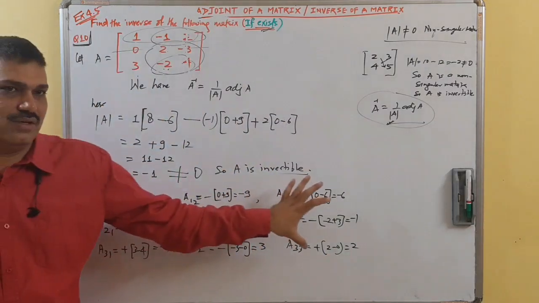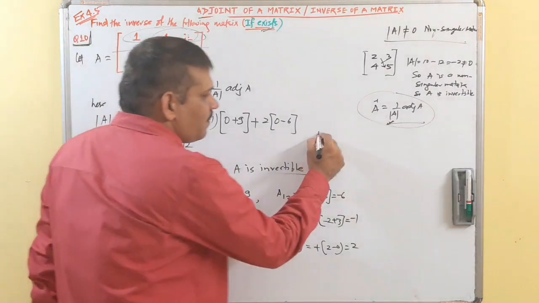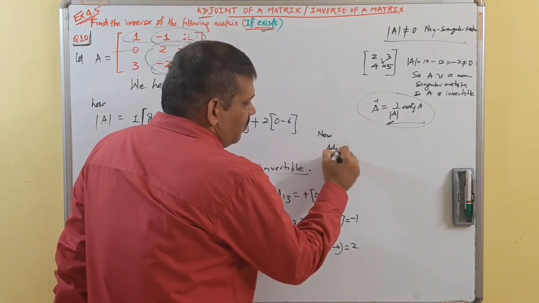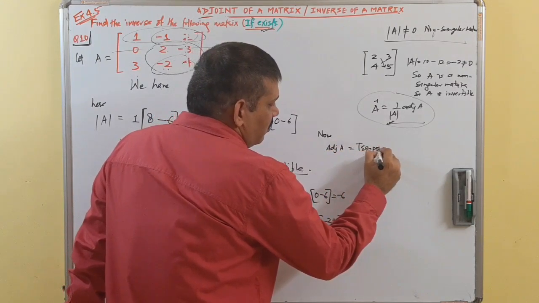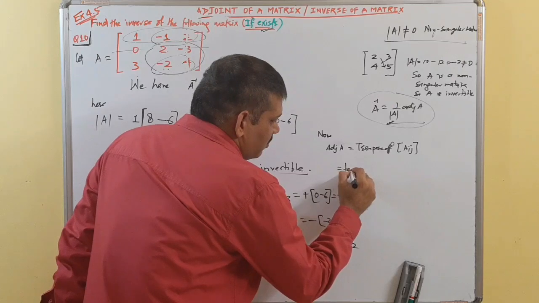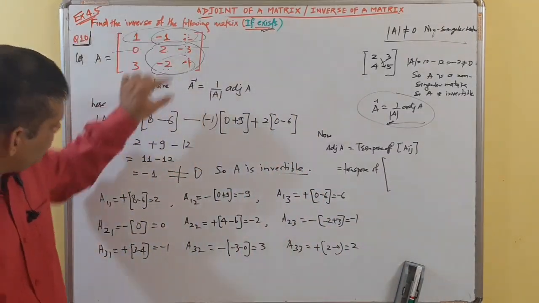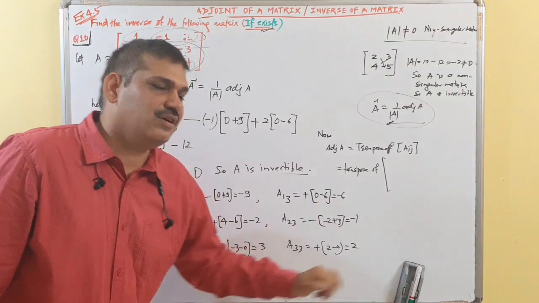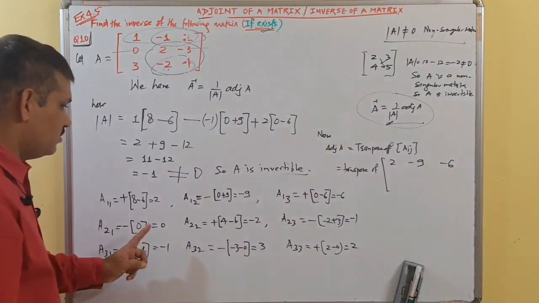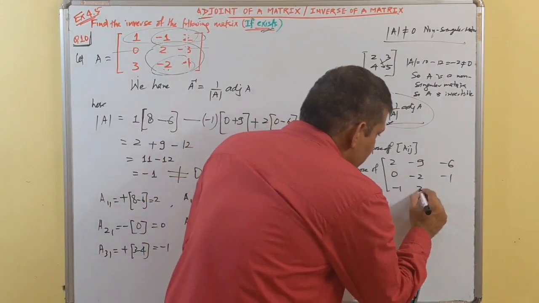So in 3 lines we can do it: the cofactor of this element, first, second, third, then again first, second, third. Now the cofactor matrix, adjoint A. Adjoint A is equal to the transpose of the cofactor matrix. We'll write the cofactor in the same order, A11, 12, 13, and then in the next step we'll take the transpose. So 2 minus 9 minus 6, 0 minus 2 minus 1, minus 1 3 2.